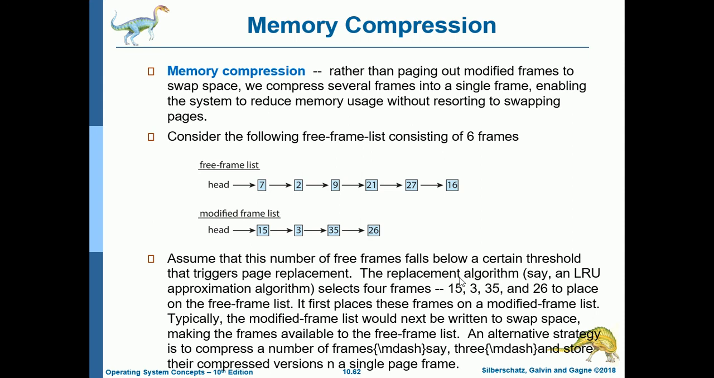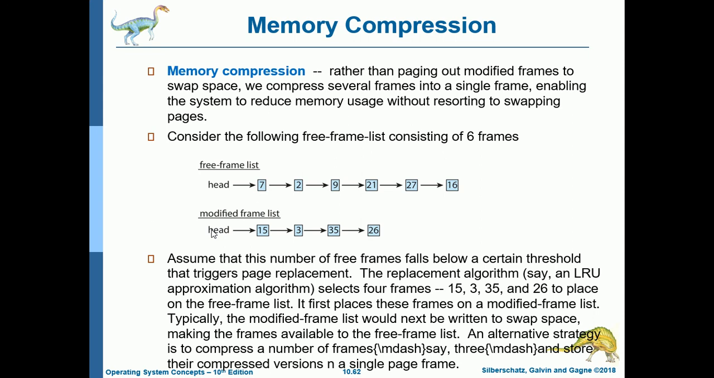So consider the following free frame list consisting of 6 frames: 1, 2, 3, 4, 5, 6. And then we have the modified frame list. Assume that the number of free frames falls below a certain threshold that triggers page replacement. The replacement algorithm, say an LRU approximation algorithm, selects 4 frames, which are 15, 3, 35, and 26, to place on the free frame list. It first places these frames on the modified frame list, so that's why they are in here.